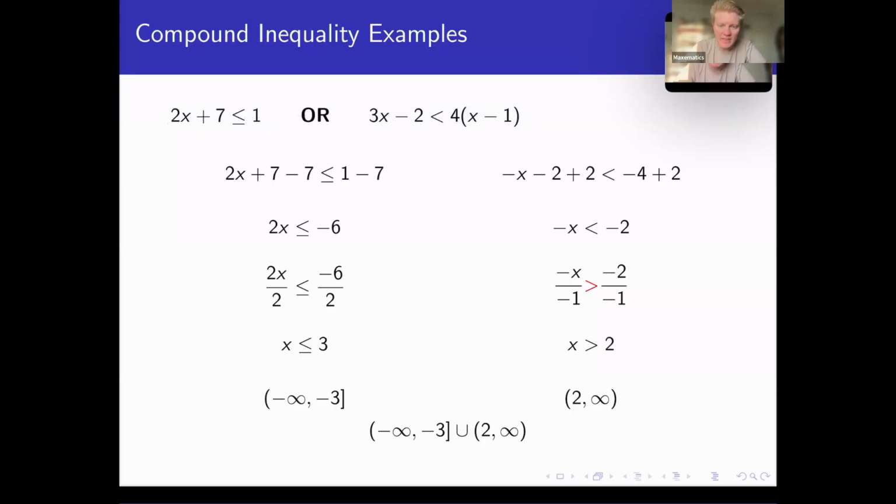Okay. And same thing, if you were to plug in 3, this one would be satisfied, this one would not. However, let's say we plug in 0, a value that isn't in the solution set. If you plug in 0, 2 times 0 is 0, 0 plus 7 is 7, and 7 not less than or equal to 1. So this one wouldn't be satisfied.